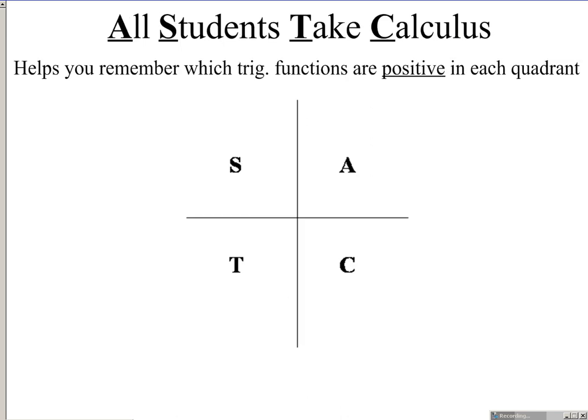All Students Take Calculus is an acronym to help us remember which trig functions are positive in each quadrant. And this is the key. This is where the trig functions are positive. We go the same direction in which we number. Quadrant 1, all of them are positive.